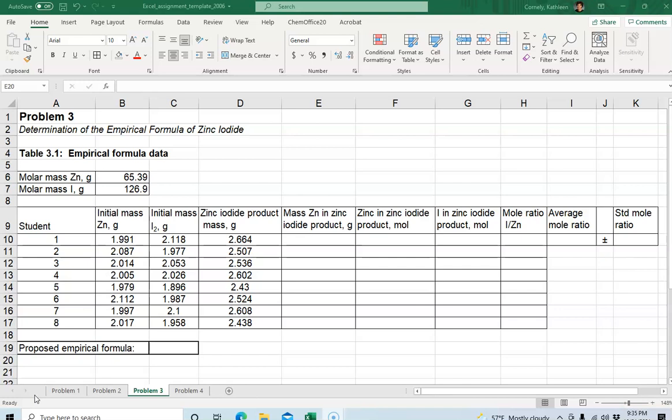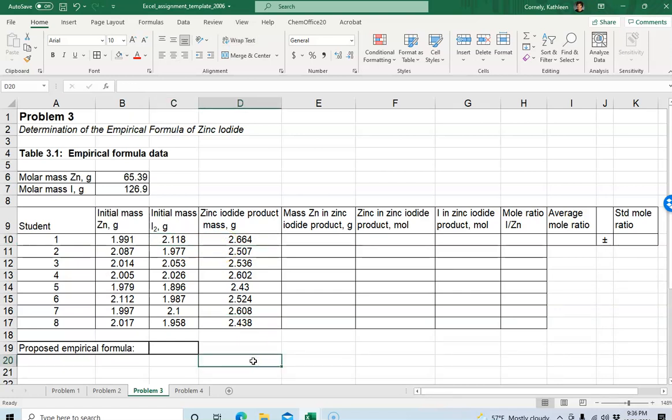formula of zinc iodide, and I'm going to use experimental data that students in the past have collected in the lab. So what they did is they would have taken some metallic zinc and iodine, mixed them in a methanol solution and heated it, and they would have isolated a zinc iodide product. So here are some data from 8 students, and we see that we have the initial mass of zinc, the initial mass of iodine, and the zinc iodide product mass.